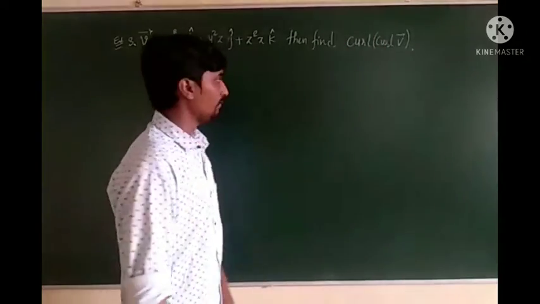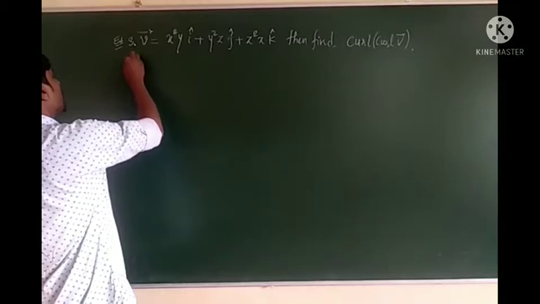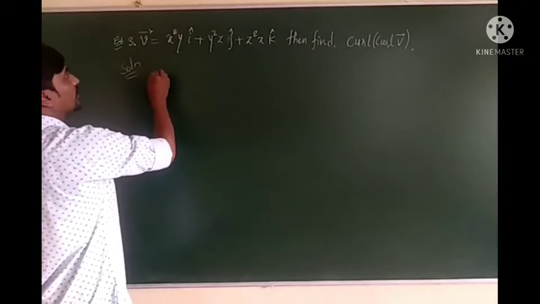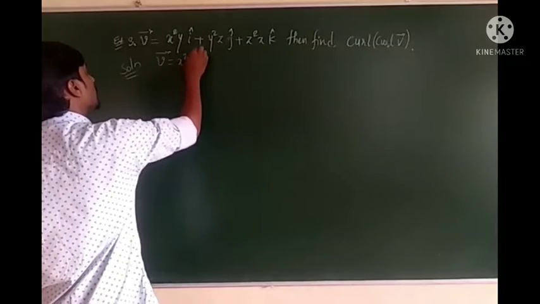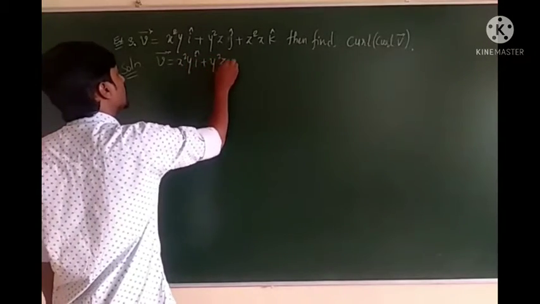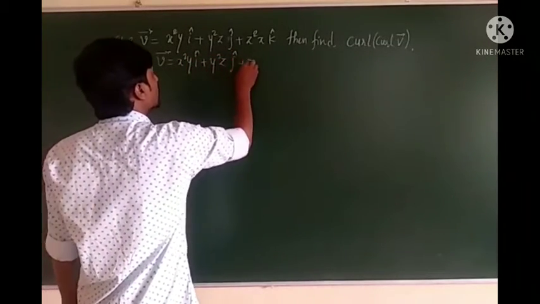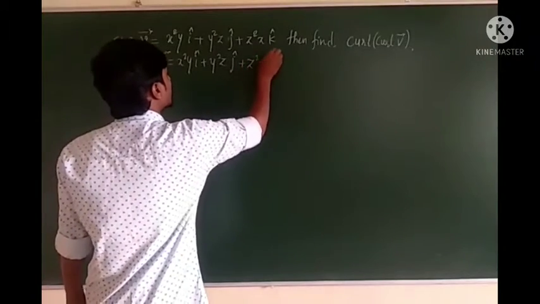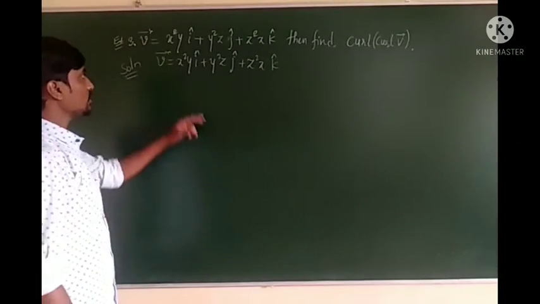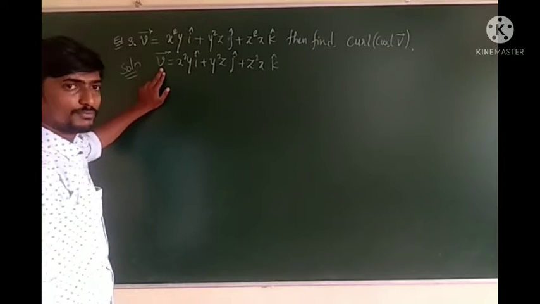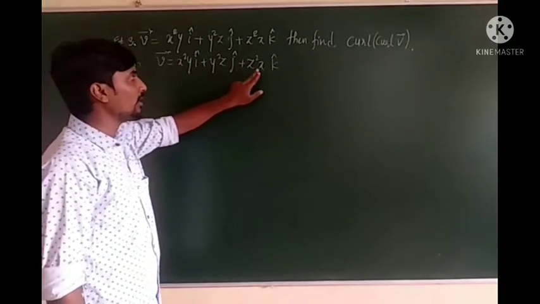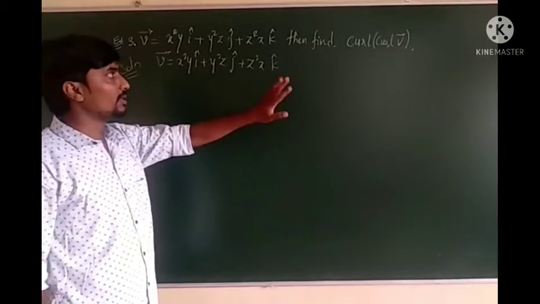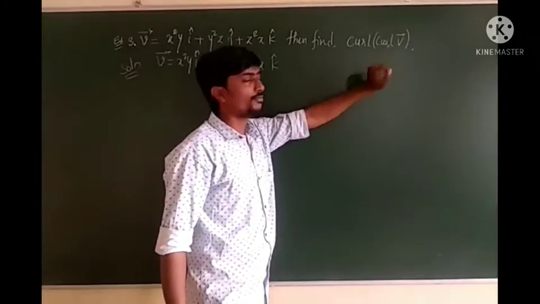Okay, now let's solve this example. So, the solution. First write down the vector v. Vector v is equal to x square y into i plus y square z into j plus z square x into k. Here the vector is given in the format of v1, v2 and v3. Now first find out the curl of v.